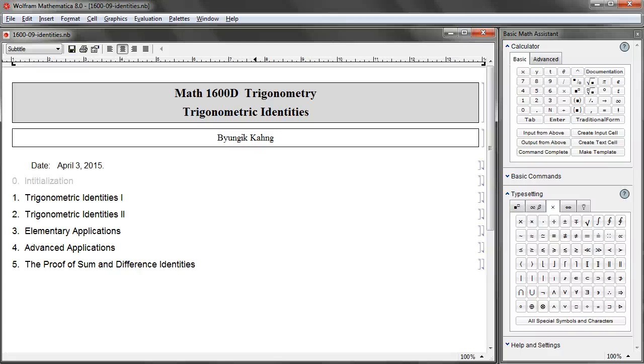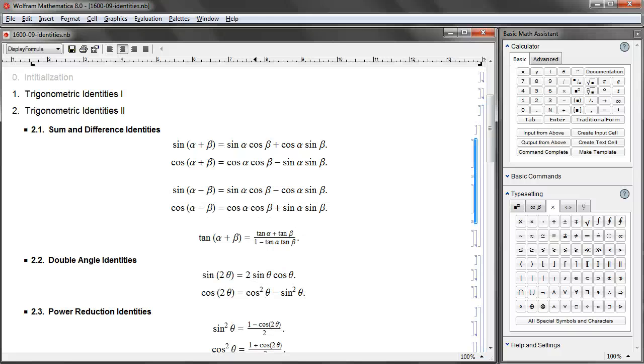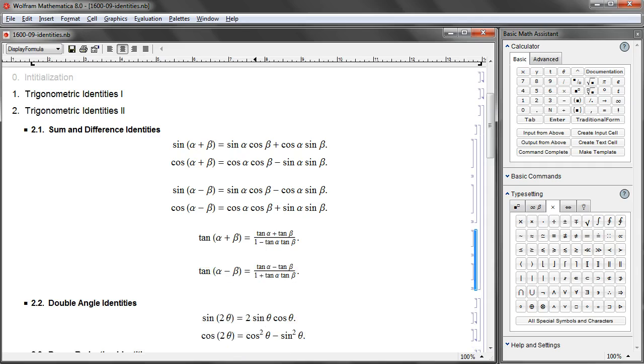Welcome back, students. Let's resume. In the previous video, we talked about the sum and difference identities of sine, cosine, and tangent. Here we have sums only. Now we have differences as well. We also explore the relationship between sum and difference.